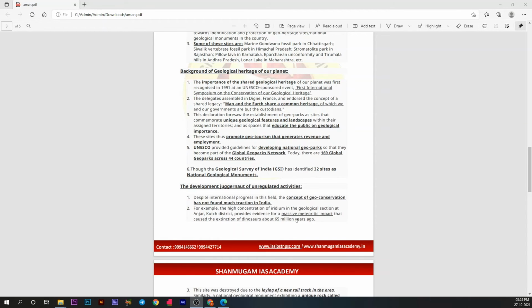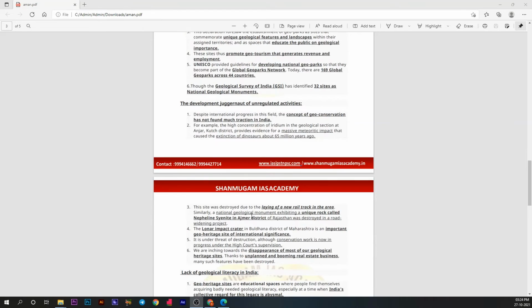That site could be a heritage site, but this point is important: it was destroyed due to the laying of a new rail track in the area, the Kutch region. Another example is a unique rock called Nepheline Syenite in Ajmer district of Rajasthan, which was destroyed in a road widening project. These are some of the unregulated activities I am talking about.